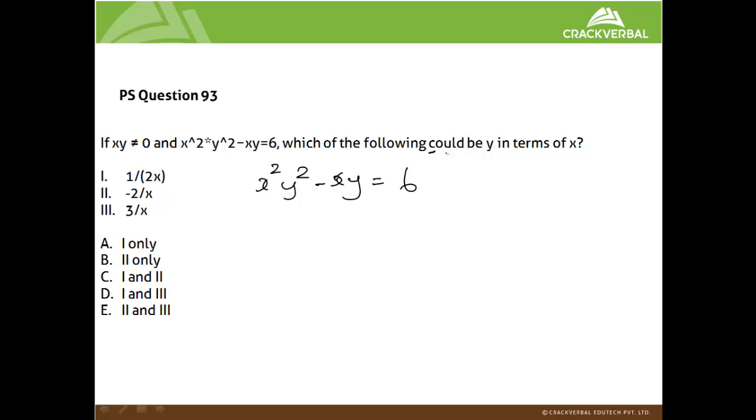So first trigger here is "could be." Whenever it is a could be or a must be question, we know that plugging in is the best way. Likewise, "in terms of x" is a trigger for you to do the plugging in. So let's do the plugging in way first, then probably we'll see what is the math behind it.